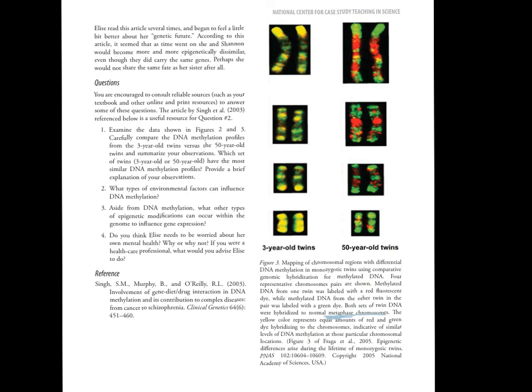Each one of these is a different chromosome. They don't mention which chromosome, but let's say chromosome 1, 2, 3, and 4, just for argument's sake. And you see that the patterns look exactly alike in between one twin and the other twin. Fast forward to 50 years. Fast forward about 50 more years.